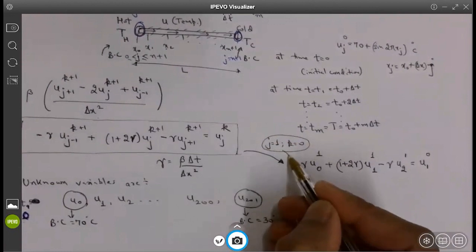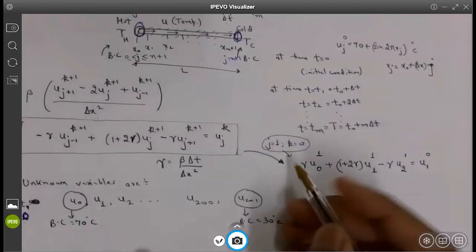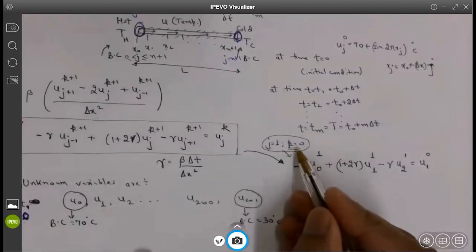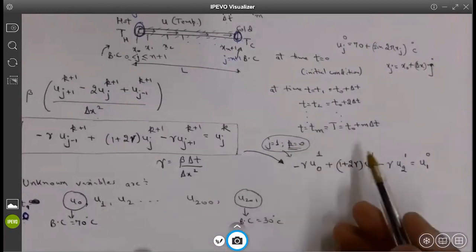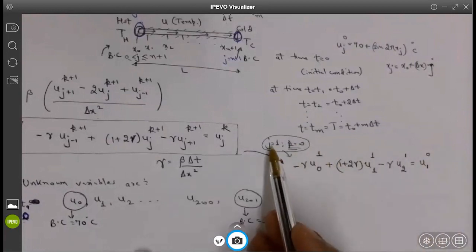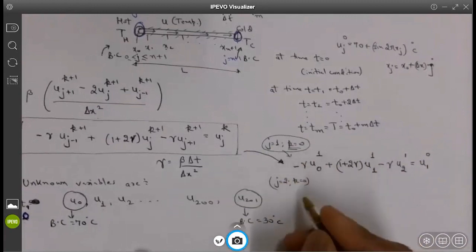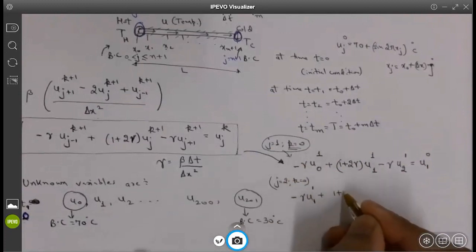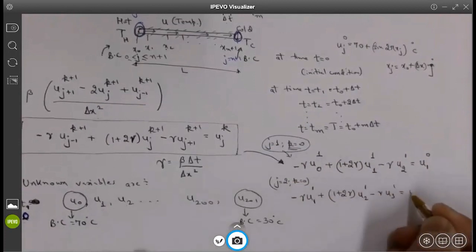Is everybody with me so far? Yes. Keeping k equals 0, we are starting with k equals 0, and we have to march in time forward. So keeping k equals 0, if I now go to j equals 2 and k equals 0, what do I get? I will get minus gamma u of 1 at 1, plus 1 plus 2 gamma u of 2 at 1, minus gamma u of 3 at 1 is equals to u of 2 at 0.